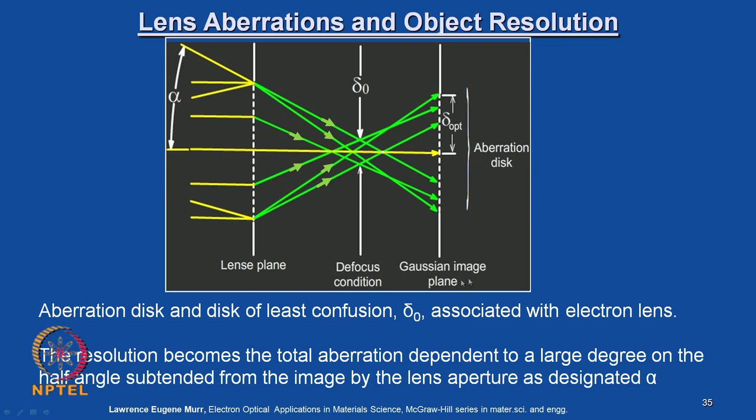You look at this schematic, what you are seeing is a lens plane, where you have the range of alpha, that is the aperture angle. Look at this ray tracing path, and each ray is focusing in a different direction, and this is the region we call the disk of least confusion. If you look at this, all this pair of rays intersects the image plane at a different point, and eventually you see this aberration disk in the image plane.